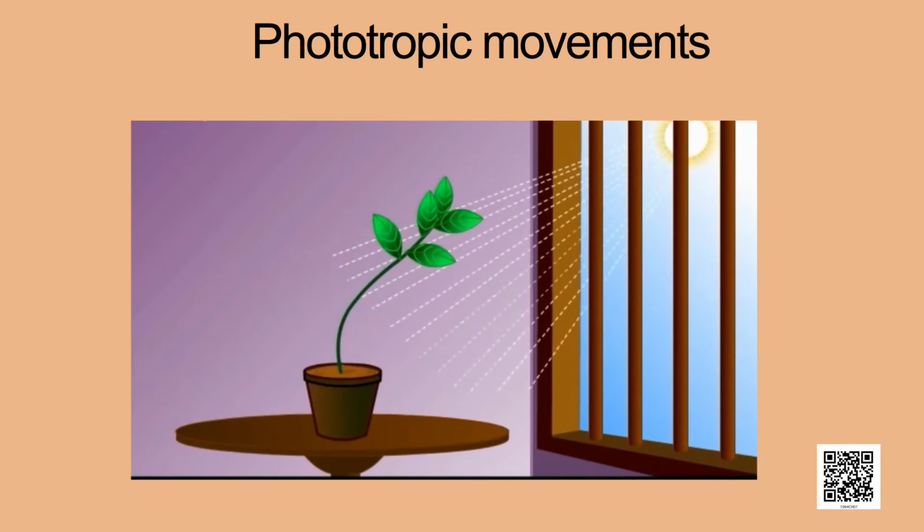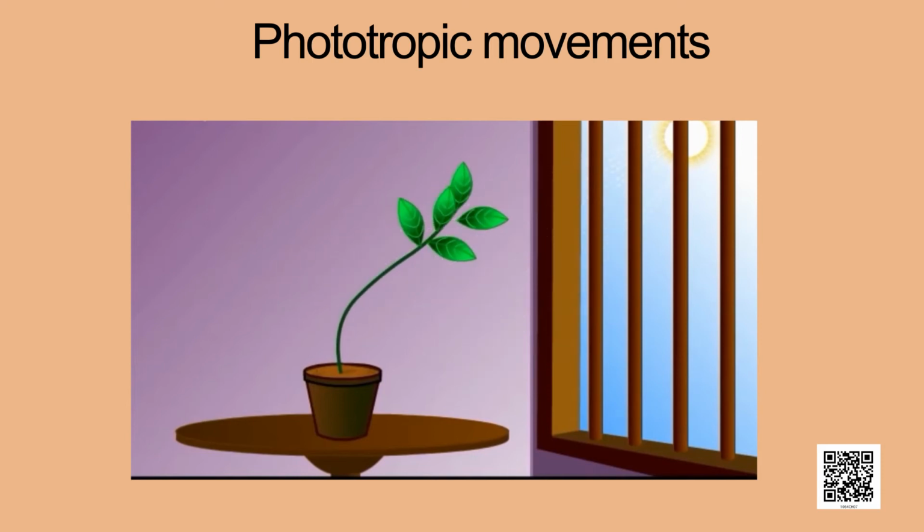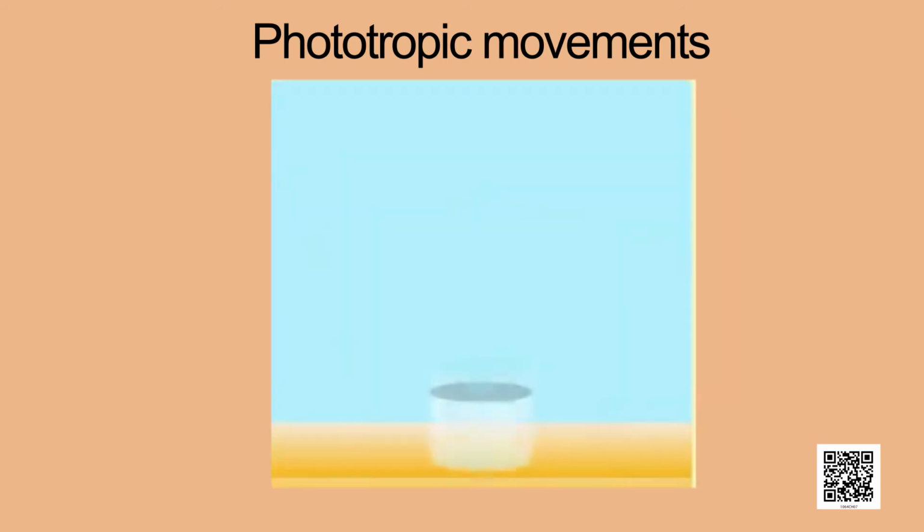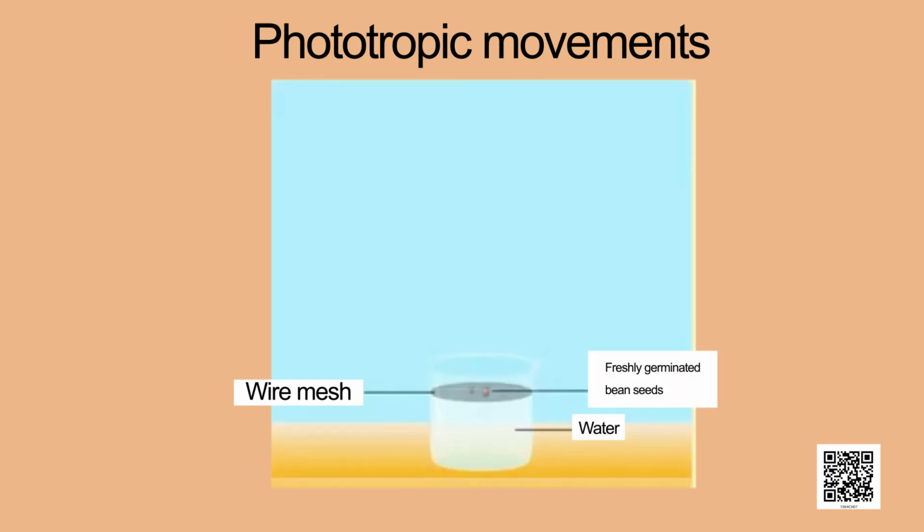We can prove this with the help of an activity. Fill a conical flask with water. Cover the neck of the flask with a wire mesh. Keep 2 or 3 freshly germinated bean seeds on the wire mesh.